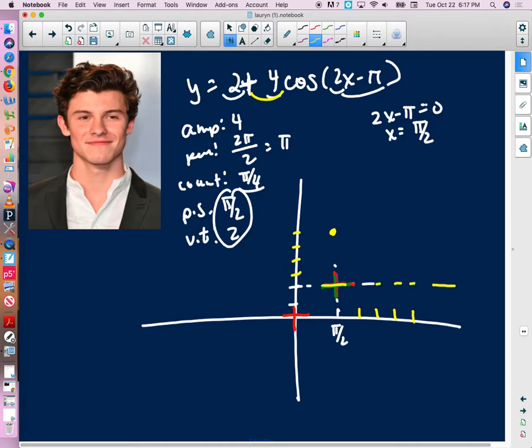The reason I made them that size is I'm counting by pi over 4. Start counting from your phase shift. Add to your phase shift. So I have pi over 2. I'm going to change that to 2 pi over 4 so that I can add pi over 4. So this is 3 pi over 4, 4 pi over 4, 5 pi over 4, and 6 pi over 4. You can verify that I actually have marked off a chunk of time of pi.